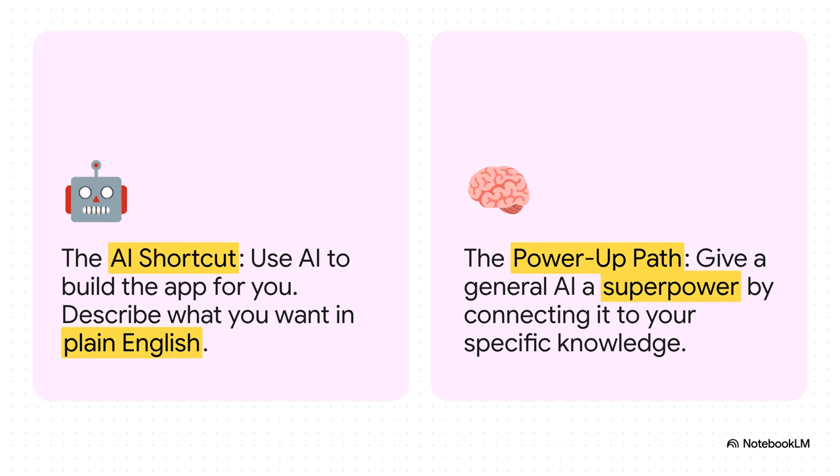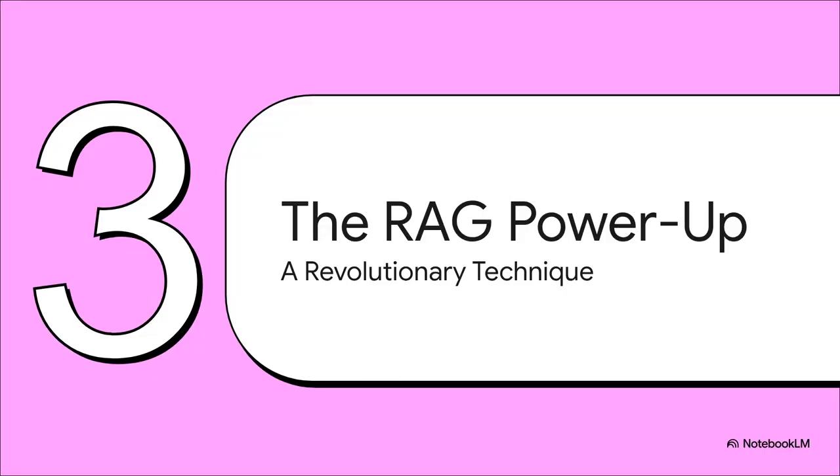Then, on the other side, there's the power-up path. And this is where things get really interesting. This is where you take a powerful general AI, think GPT-4, and you give it a superpower by connecting it directly to your own specific knowledge. Today, we're going to focus on that power-up path. Why? Because, honestly, it's one of the most revolutionary techniques to come out of the AI space. It's a method that can turn a generalist AI into a world-class expert on, well, on any topic you want.